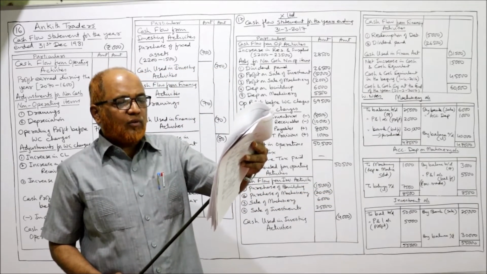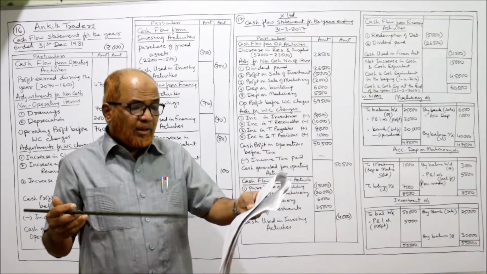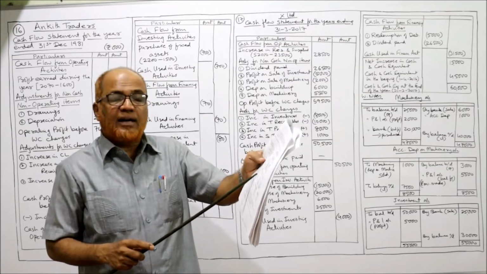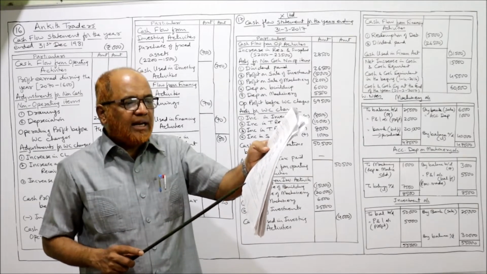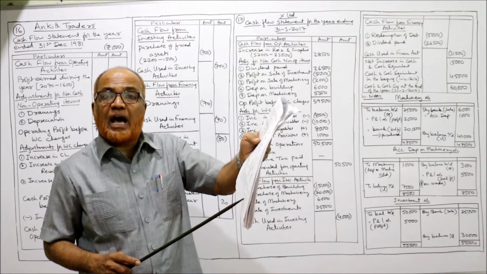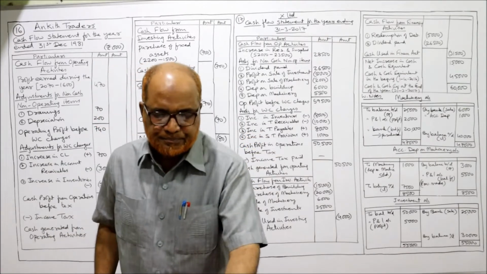Then provision for doubtful debts charged to profit was 1,500. Actually, provision for doubtful debts, it is already considered in trade receivable. While calculating trade receivable, already it is adjusted. So ignore this provision for doubtful debts. Lastly, it is given. Ignore that one. Now we'll take one by one.